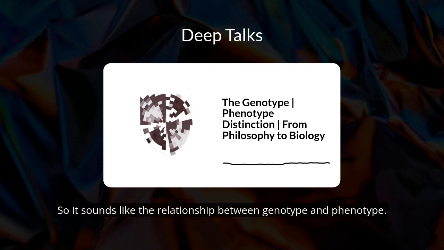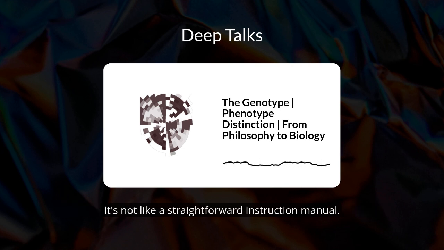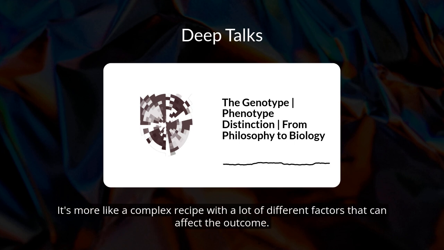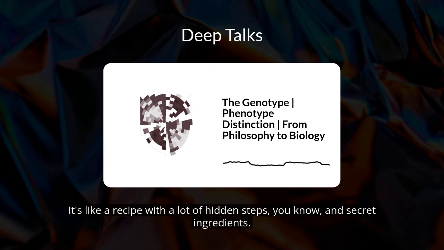So it sounds like the relationship between genotype and phenotype is not like a straightforward instruction manual. It's more like a complex recipe with a lot of different factors that can affect the outcome. It's like a recipe with a lot of hidden steps and secret ingredients.